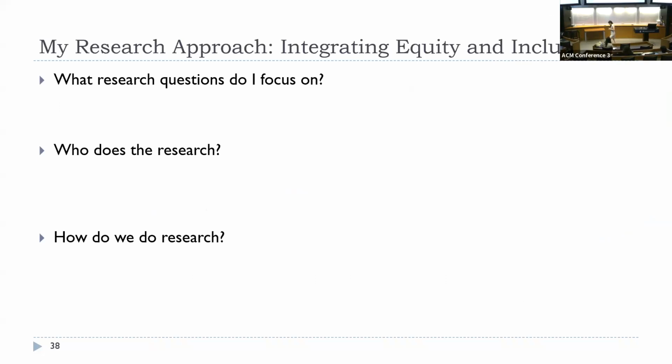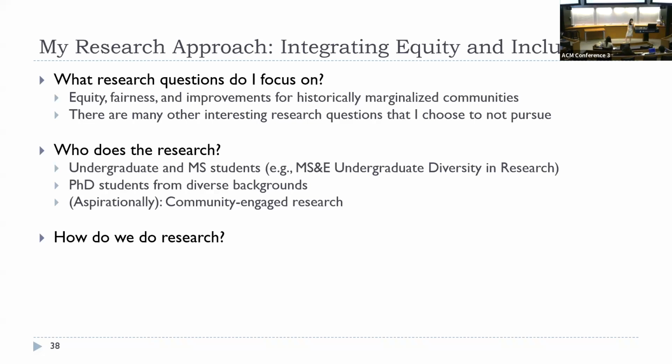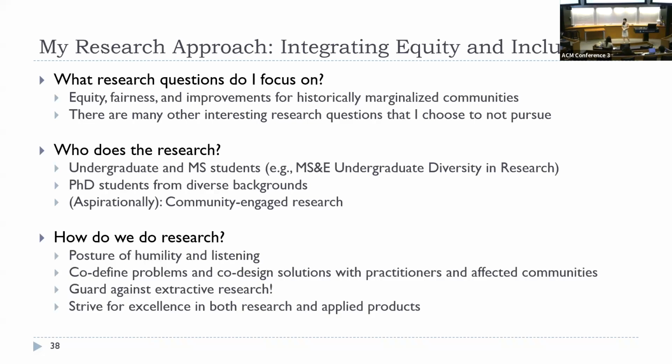In general, when I think about integrating equity and inclusion into my research, I like to think about this in the context of three questions. What research questions am I focusing on? Who does the research? And how do we do the research? I'm not going to have time to talk about each of these in detail, but I just wanted to flag that all of these are important components of making sure that we're integrating equity and inclusion into our research. I think none of these in isolation is really going to get the job done.